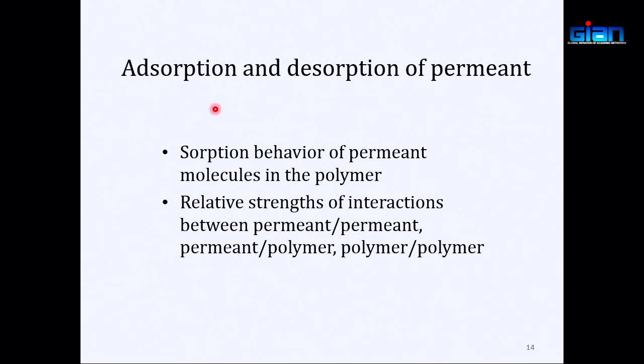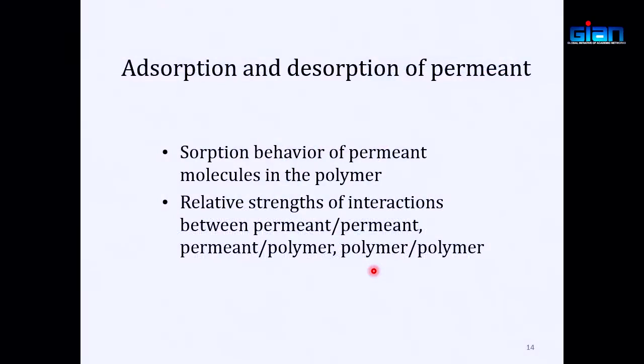Okay, so this desorption and adsorption of permeate depends upon the behavior of permeate molecules and also the relative strength of interaction between permeate and permeate. So this is the interaction between the molecules. In this case, it's the oxygen or CO2 which is permeating, or the interaction between that permeate molecule and polymer, and what is the interaction between polymer to polymer. All these factors would influence how much gas is really transmitting from one side of the film to the other side of the film.